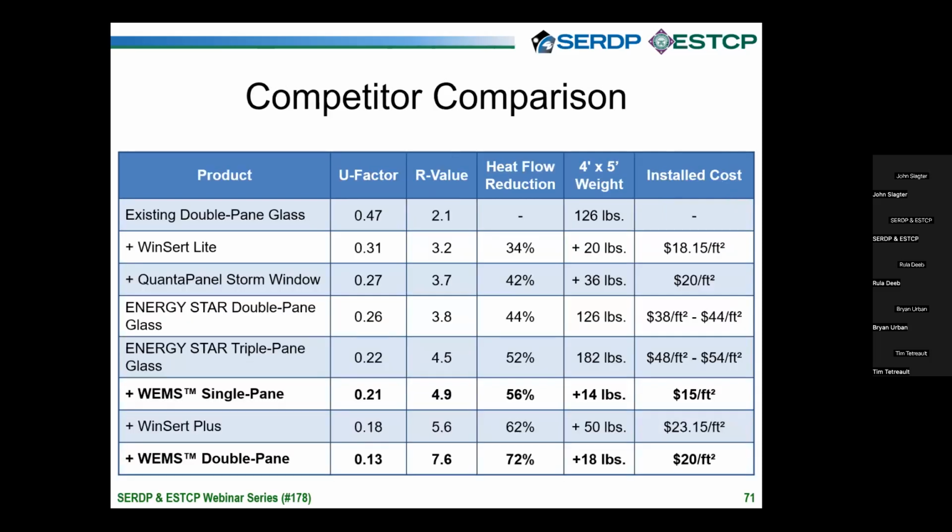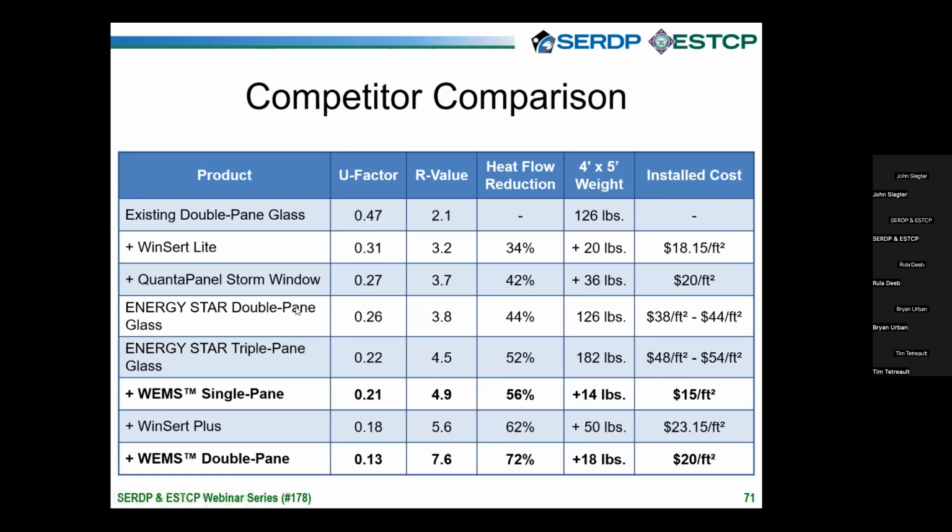And then looking at other products out there, examples of other secondary window products are Windsert or the Quanta panel, and there are others, Thermalite and so on. They're all going to be at about the same price point, $15 to $20 to $25 per square foot, depending on what you get. So these products are all similarly priced.